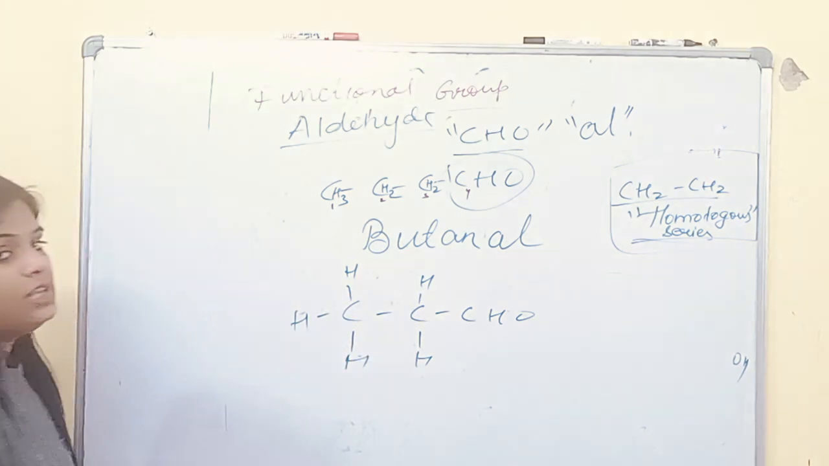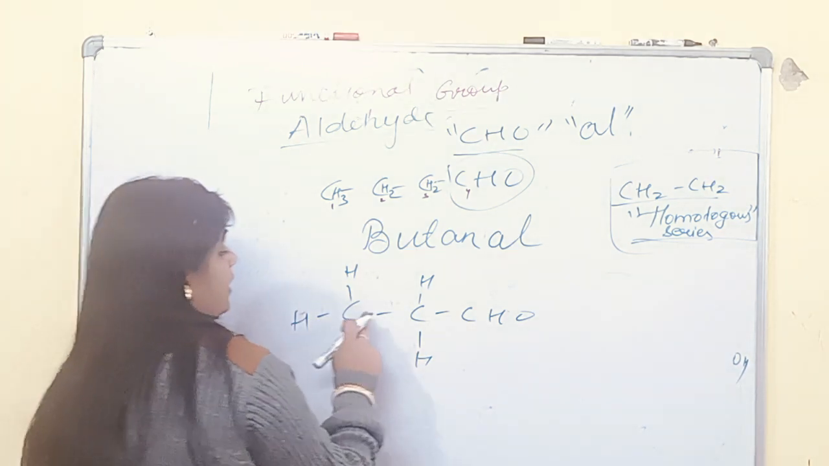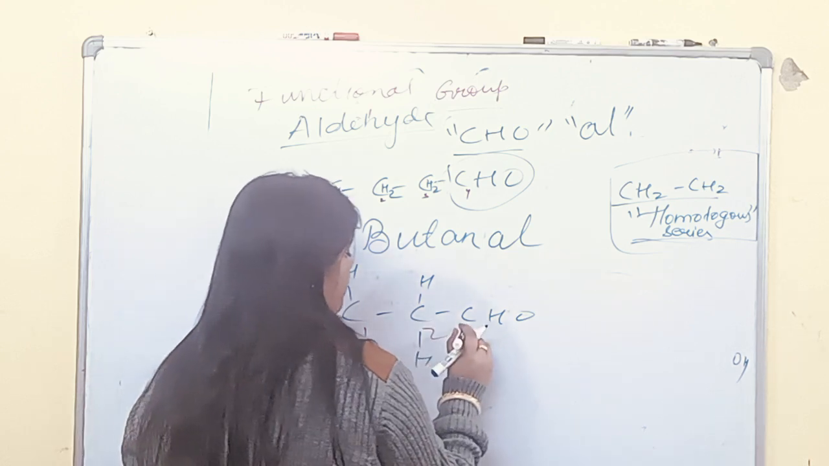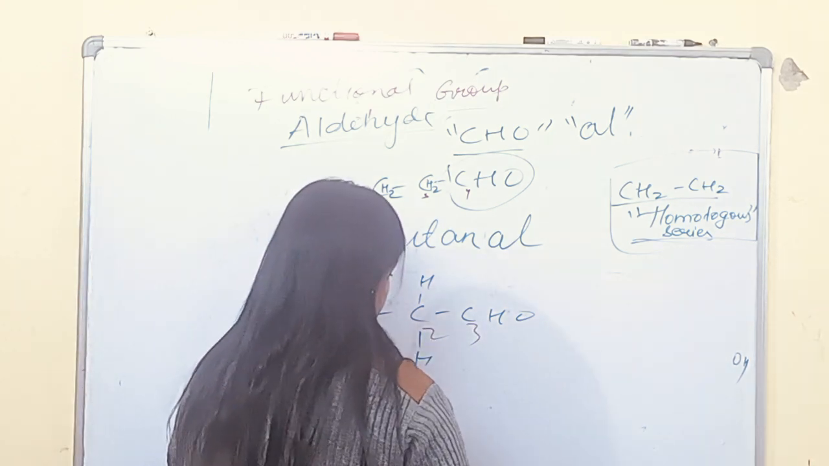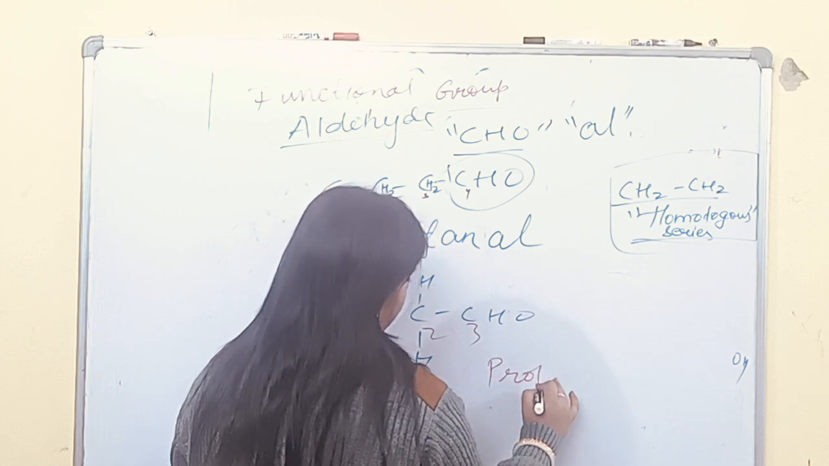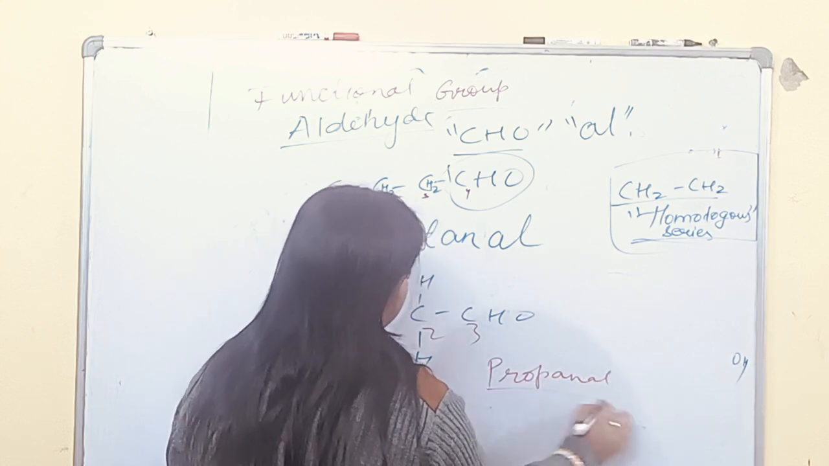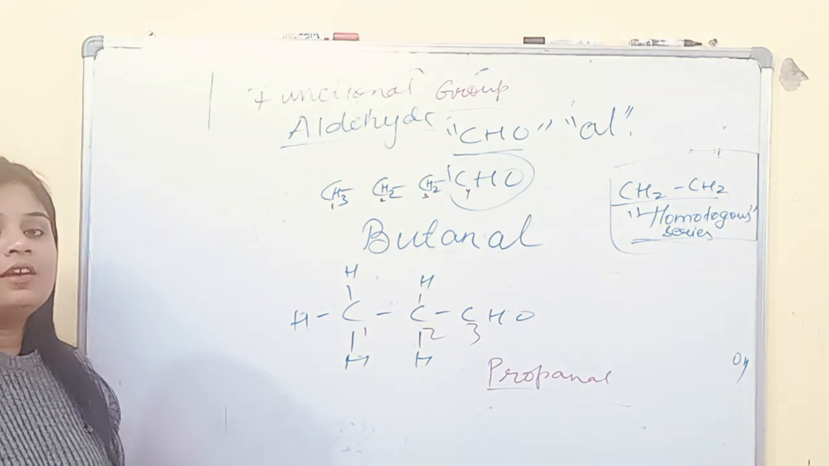What is the name for this? 1 carbon, 2 carbon, 3 carbon. So for 3 carbons, this is Prop. Propanal.